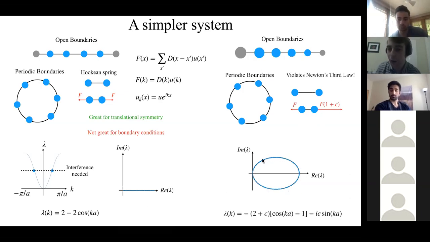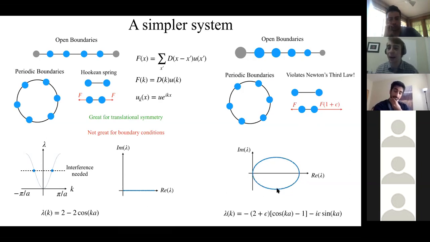And when you go through the Brillouin zone, you never hit the same point twice. Now this is somewhat problematic, right? Because I said that to satisfy these boundary conditions, some sort of physical interference is needed, and two modes need to have the same lambda. But here, no two Bloch modes have the same eigenvalue.